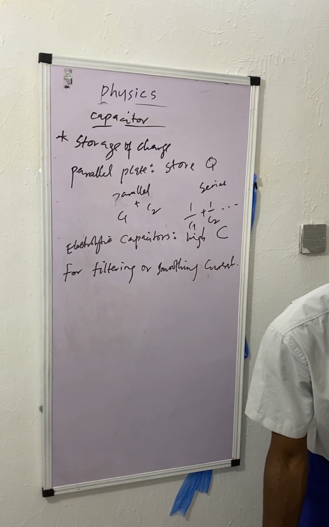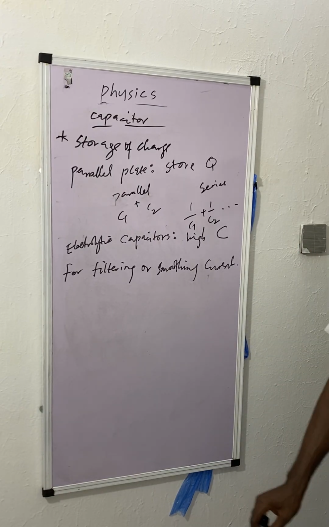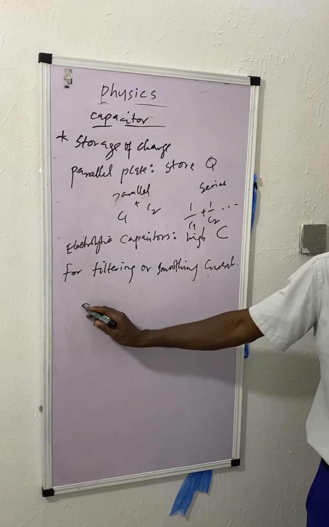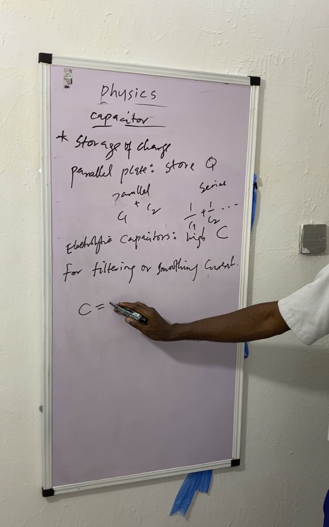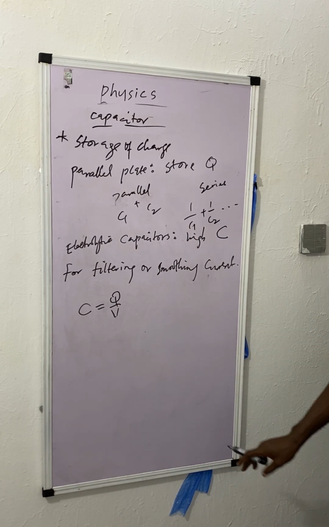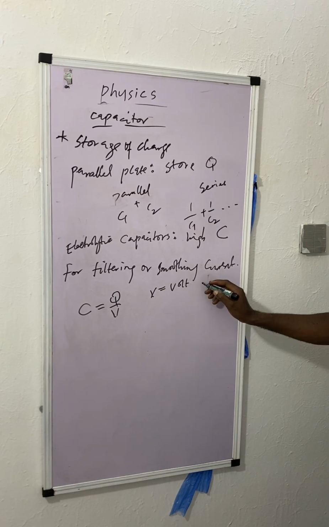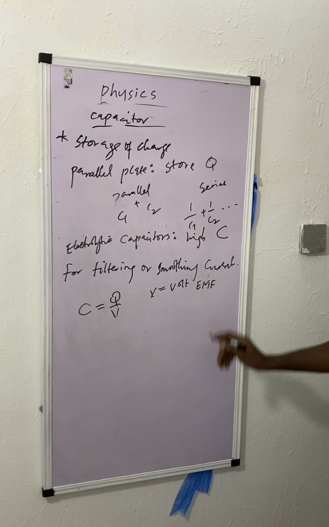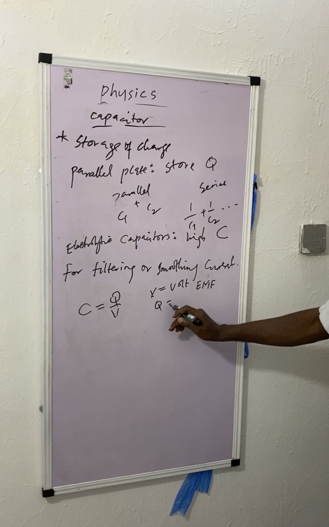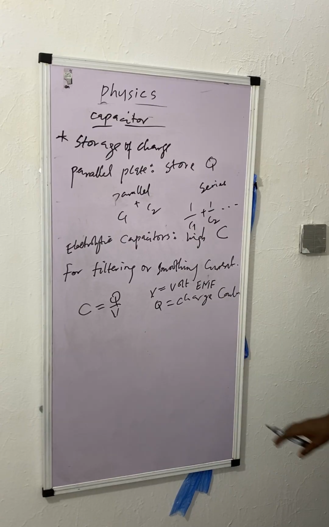So we have to understand the capacitance. What's the capacitance of a capacitor? The capacitance of a capacitor is the ability of a capacitor to store charge. It's given as C is equal to Q over V, whereby V is volt, or EMF, and Q is equal to charge, or coulomb.